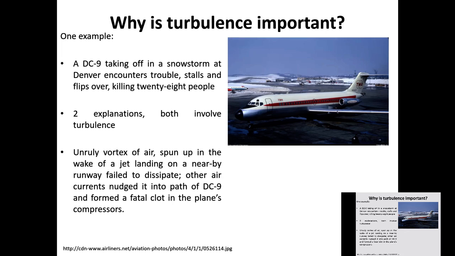And there, what happened was vortex air in the wake of the jet landing on a nearby runway. It didn't dissipate. Therefore, the other currents nudged the plane into the path of the DC-9, and the plane flipped over due to the turbulent currents formed by another one. Okay.